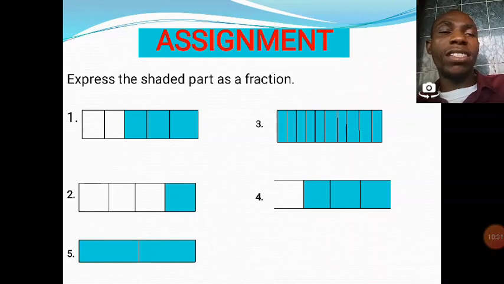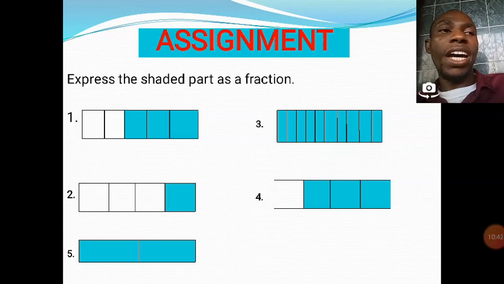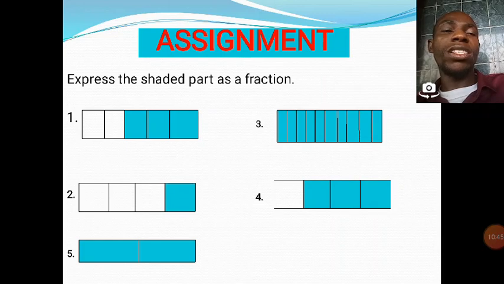How many parts is the object divided into? How many parts are we having? And we also ask, how many parts are shaded? We know that the total number of parts is going to be our denominator, and the total number of parts shaded is going to be our numerator.